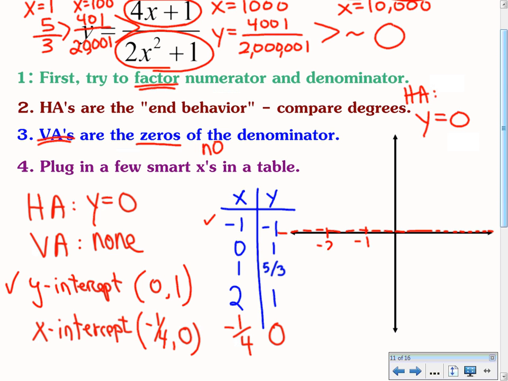So let me get my scale on here, and you can get your scale going in your notes. I'm not going to get much further than 3 in any direction. And I'm going to very simply just plot the points. So we got 0, 1. I've got 1 and 5/3. I've got 2, 1. I've got negative 1/4, 0.